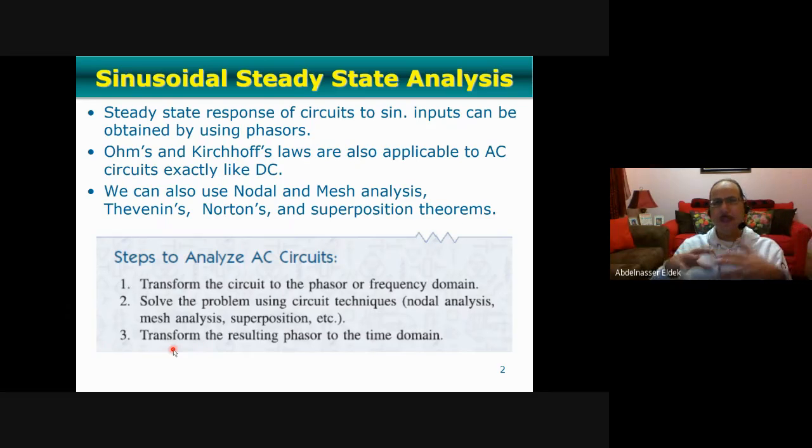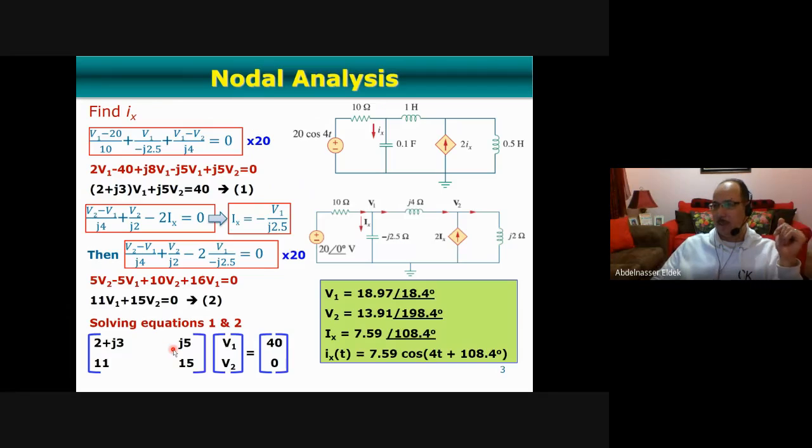And then, at the end, we transfer the results back to the time domain, if you want, of course. Sometimes we don't need that, but if we want to convert it to the time domain, yes, you can do that.